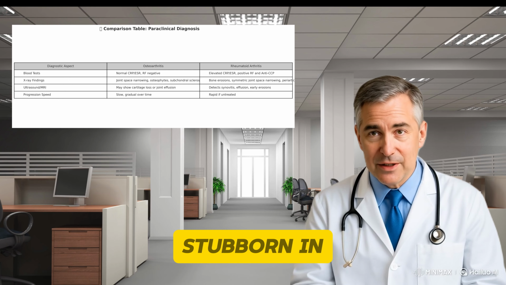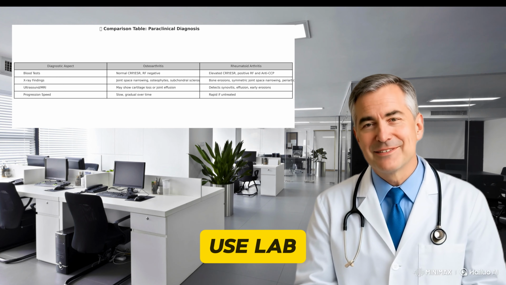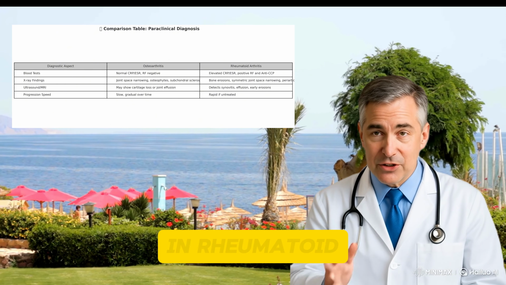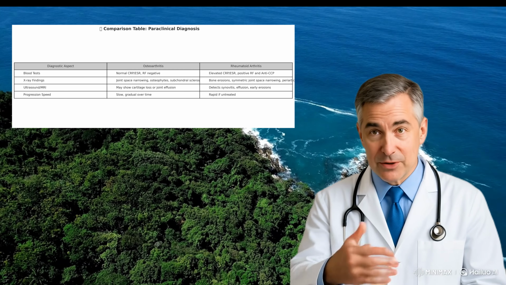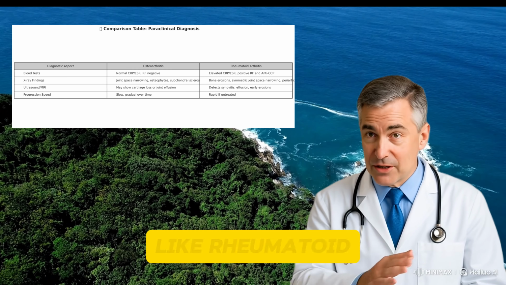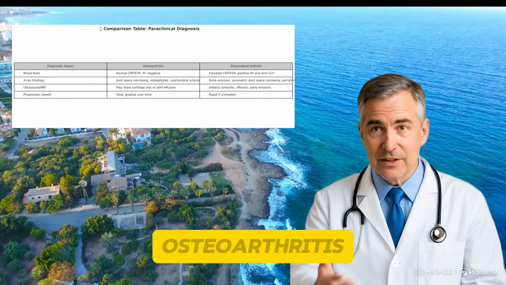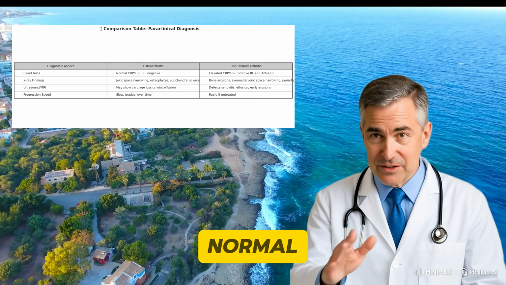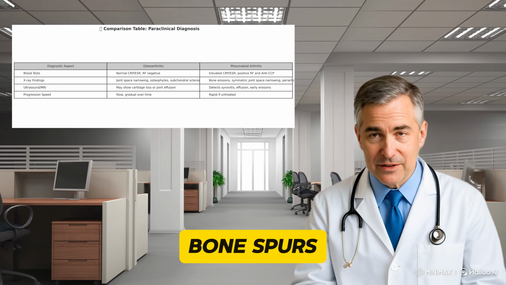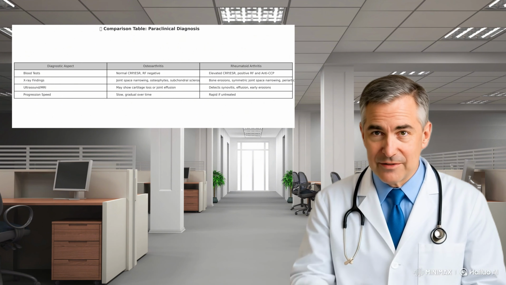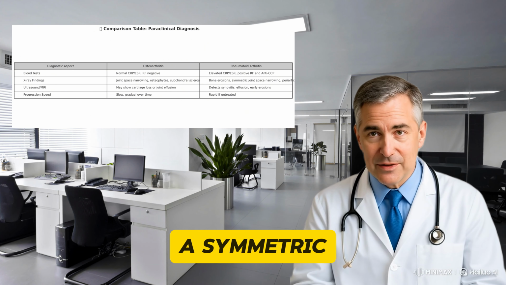Four, diagnostic tests. We also use lab and imaging tests to tell them apart. In rheumatoid arthritis, blood tests often show high inflammatory markers, CRP and ESR, and antibodies like rheumatoid factor and anti-CCP are usually positive. In osteoarthritis, these markers are typically normal. X-rays help too. Osteoarthritis shows joint space narrowing, bone spurs, and subchondral sclerosis. Rheumatoid arthritis shows bone erosions and joint space loss, often in a symmetric pattern.